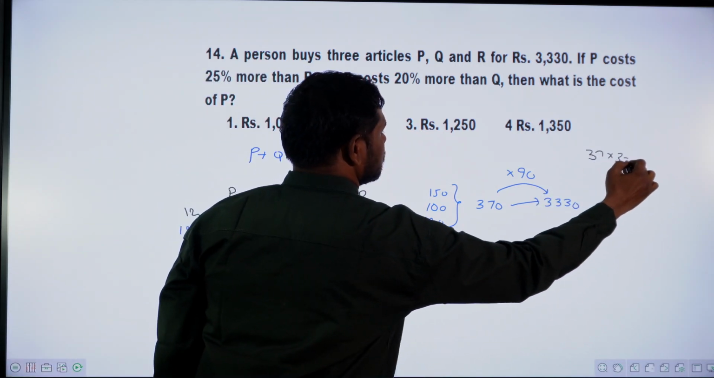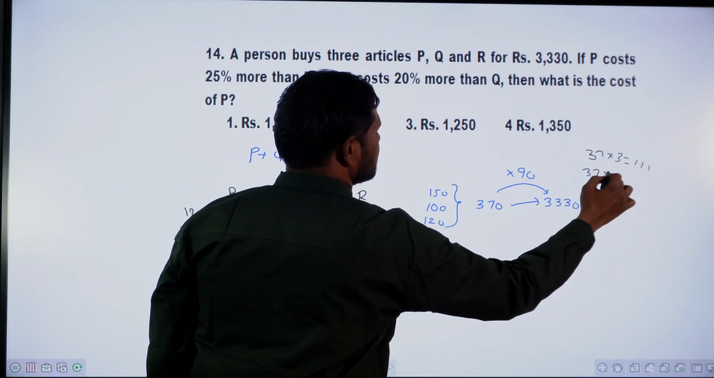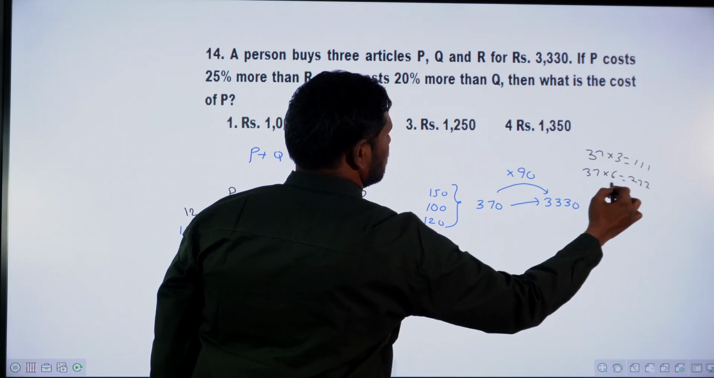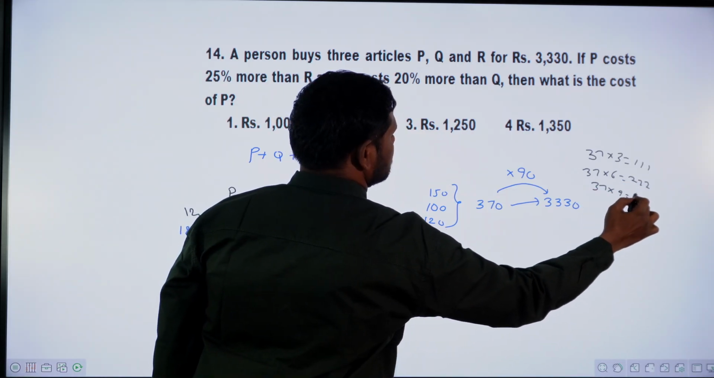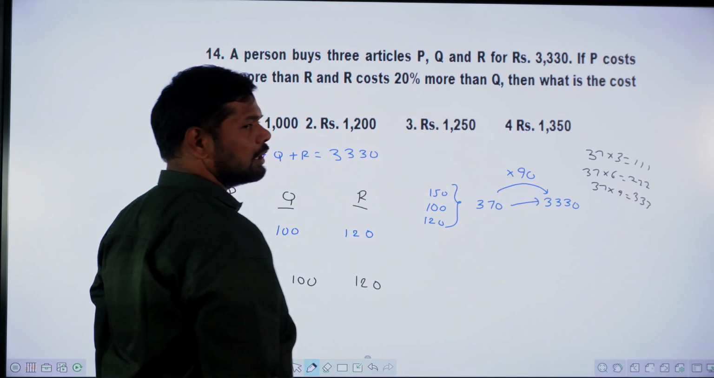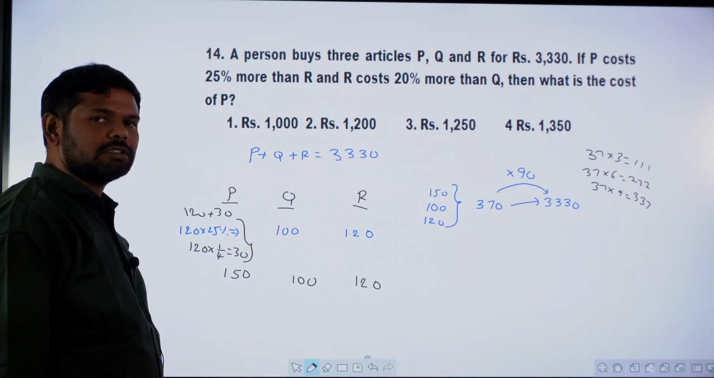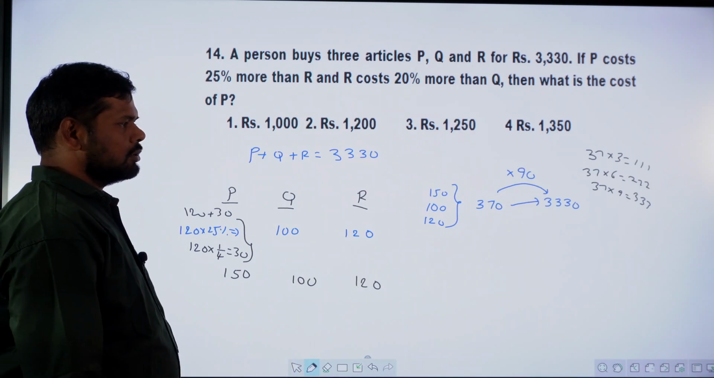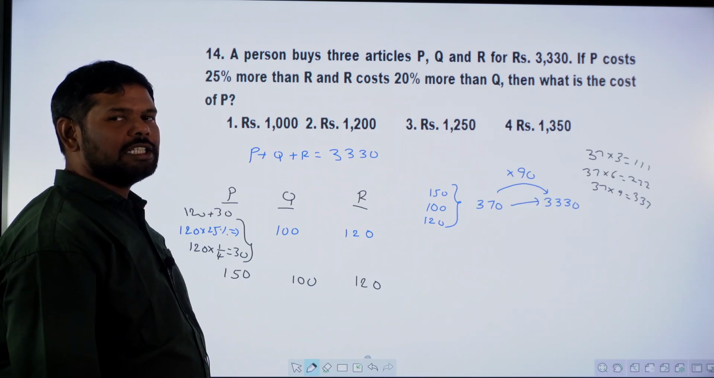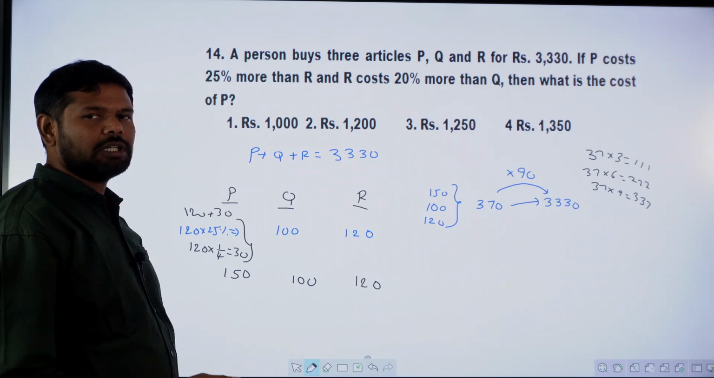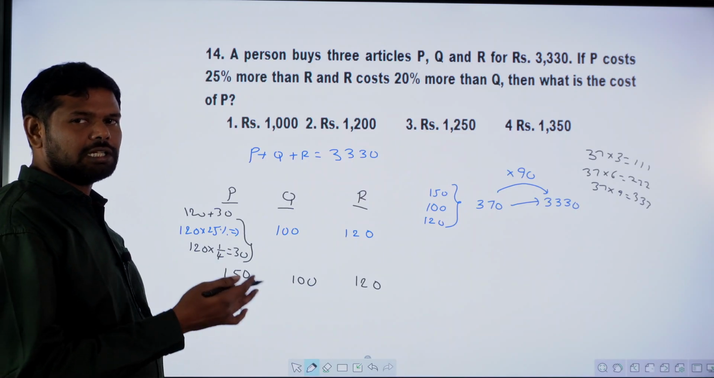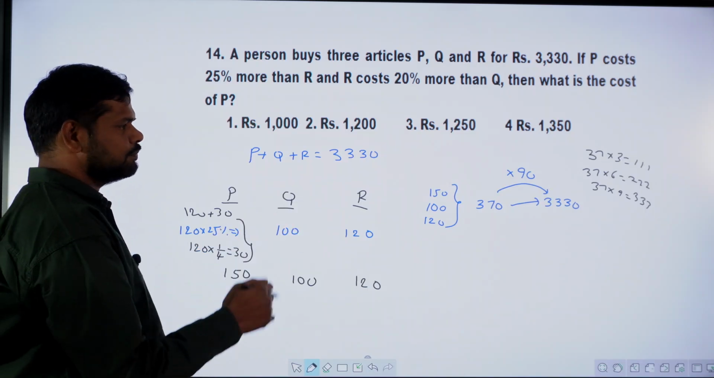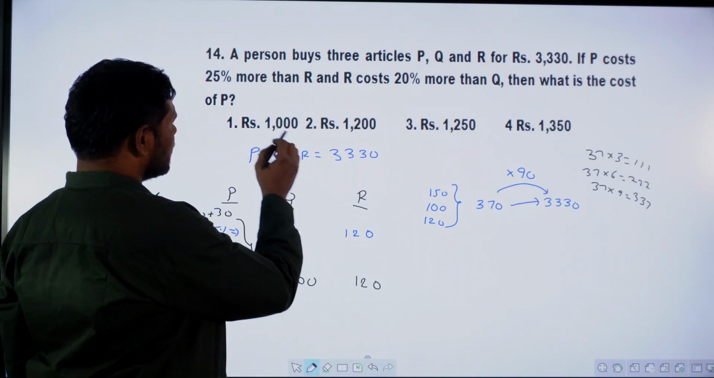37 3s are 111, 37 6s are 222, 37 9s are 333, 37 12s are 444, 37 15s are 555, 37 18s are 666, like that. So any digit repeated 3 times, those type of numbers are always multiples of 3, 37, 111. So that's it. Now they are asking about the P value.